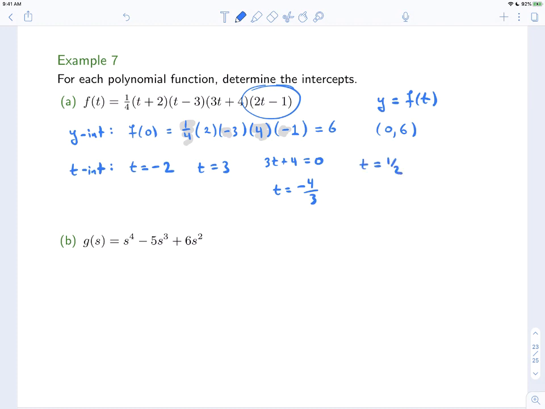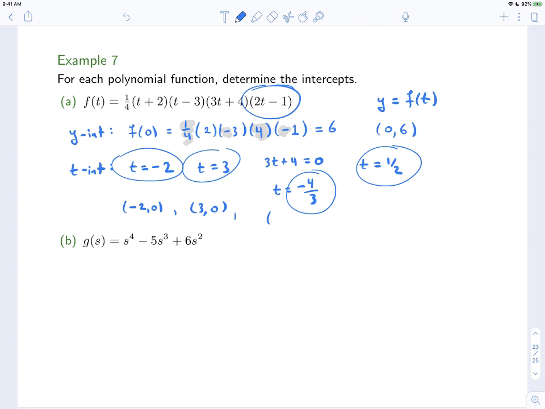So these are the t-coordinates of our t-intercepts. t equals minus 2, t equals 3, t equals negative 4/3, and t equals 1/2. If you want to write them as points, that's going to be minus 2 comma 0, 3 comma 0, then minus 4/3 comma 0, and finally 1/2 comma 0. So we have 4 of these.